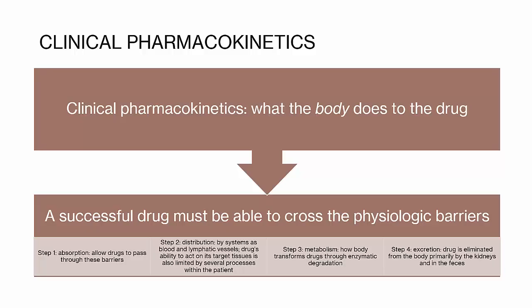Then Step 2, distribution. By the body's systems as blood and lymphatic vessels, the drug's ability to act on its target tissue is also limited by several processes within the patient. Step 3 is metabolism, how the body transforms the drug through enzymatic degradation. And finally, Step 4, excretion. The drug is finally eliminated from the body, primarily by the kidneys and in the feces.